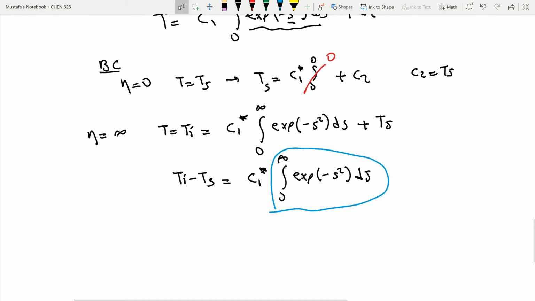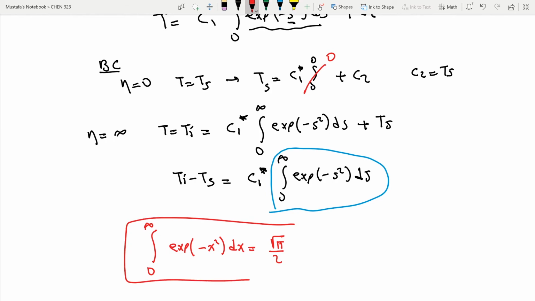So if you have this integral, let's put it as a side mark. Whenever you see this integral from 0 to infinity exponential minus x squared dx, this is always equal to square root of pi over 2.